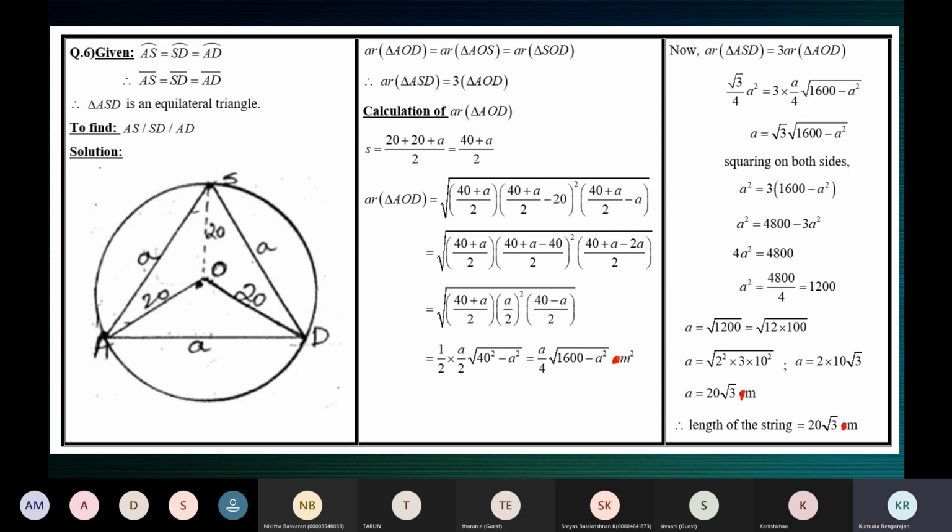All right, children. So you can see, except for that thrice, I think the other things are just as we discussed. I told you the three arcs are equal, so their corresponding chords are equal, which makes ASD an equilateral triangle. We need to find the length of the chord AS, or SD, or AD.